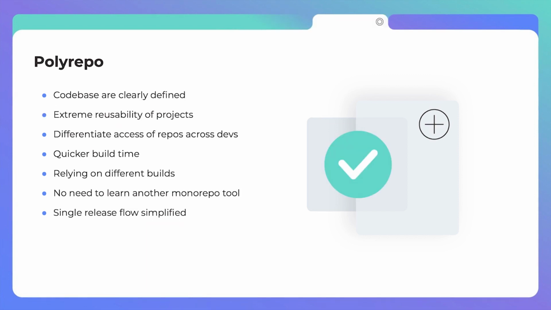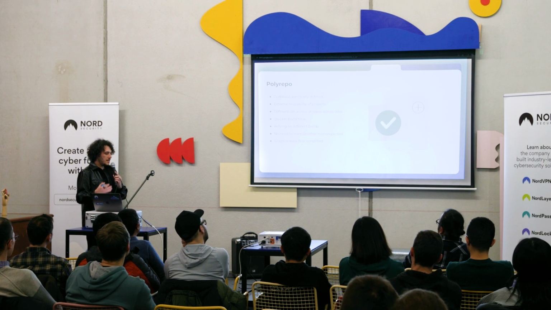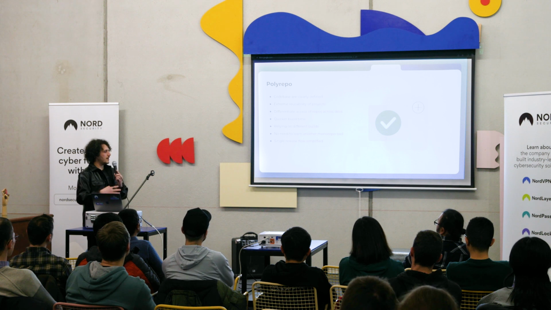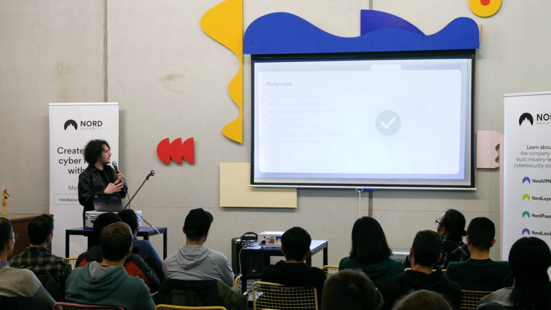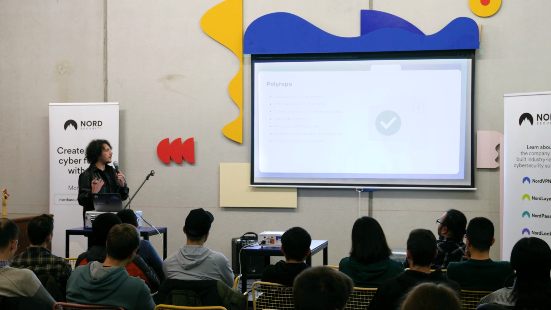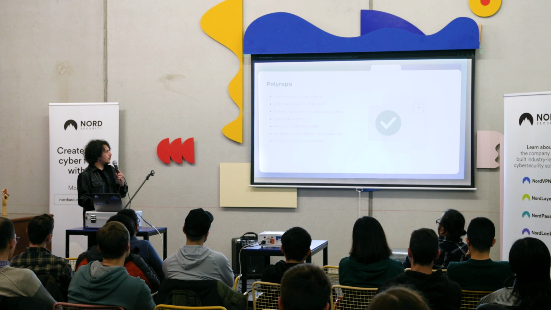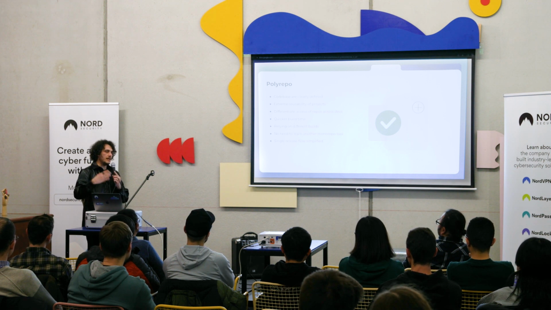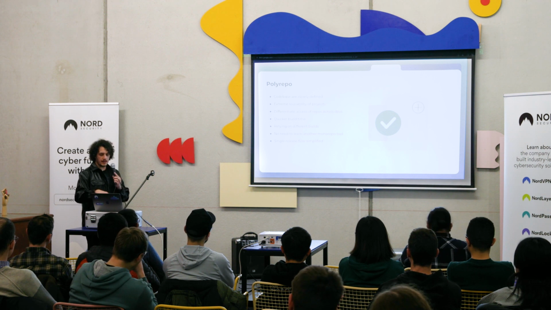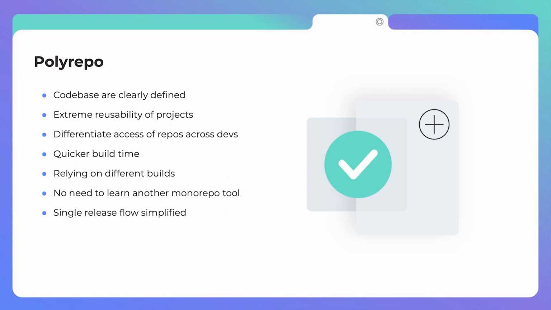From the other side, the Polyrepo is actually very nice for some people because code bases are clearly defined. So you can go granular with giving access to different developers. And there is extreme usability of the projects, because even if you don't have access to a Monorepo approach, you can decide to publish only one package and make it public. Then you have quicker build time, because each repository has its own pipeline and they can run in sync, no worries. So you can rely on different builds at the same time. You don't need to learn another tool, which is good. And the release flow is way simplified.